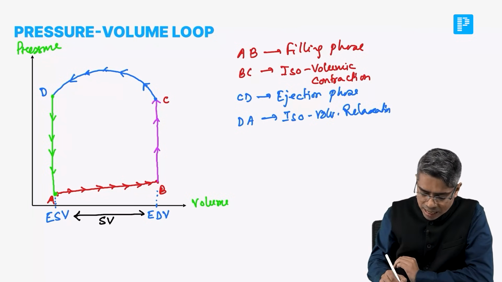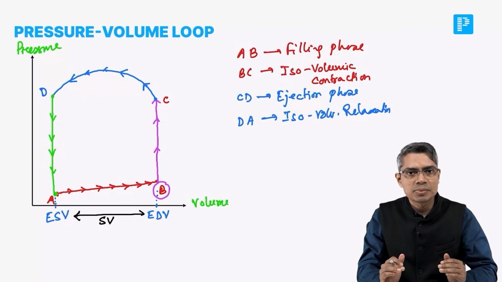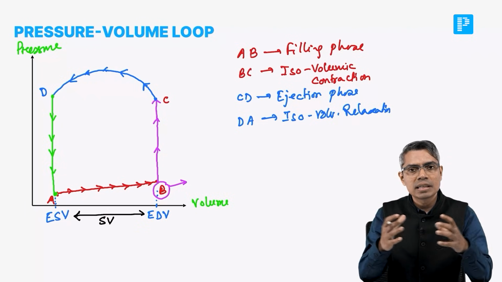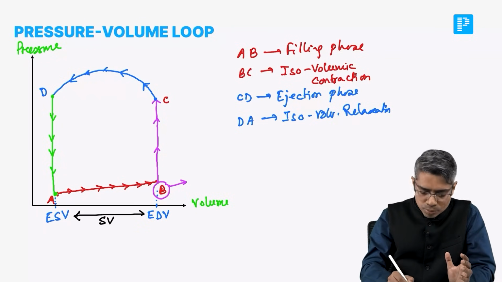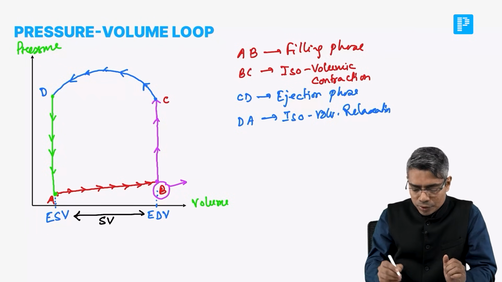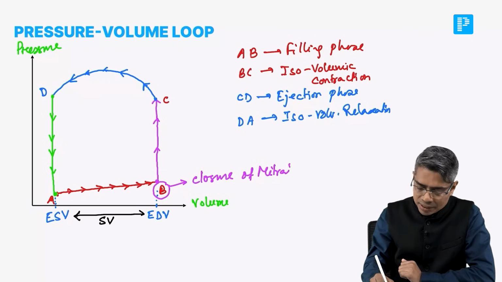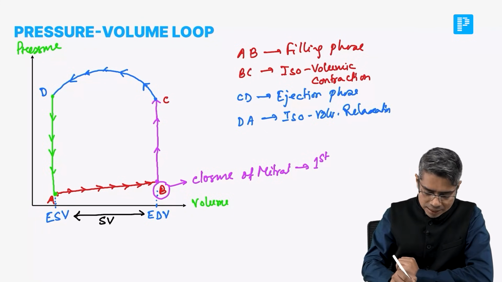Now look at point B. Whenever the ventricle is starting its contraction, the first phase of systole, that is isovolumic contraction, which valves are going to close? Isovolumic contraction means all the valves are going to close. But at point B, the valve which closes is the mitral valve. If you think of the right ventricle, the closure of the tricuspid valve will be there. So this is the point where the first heart sound is going to happen, right? And then isovolumic contraction is going on.